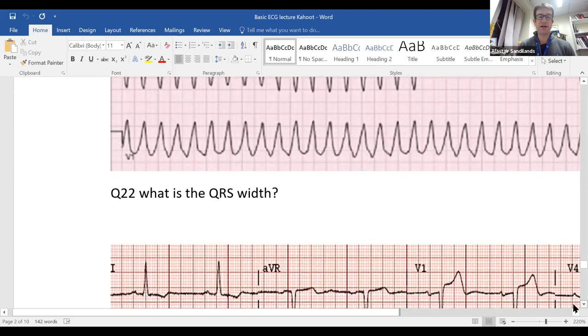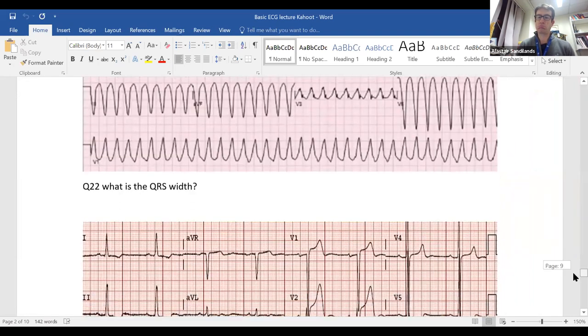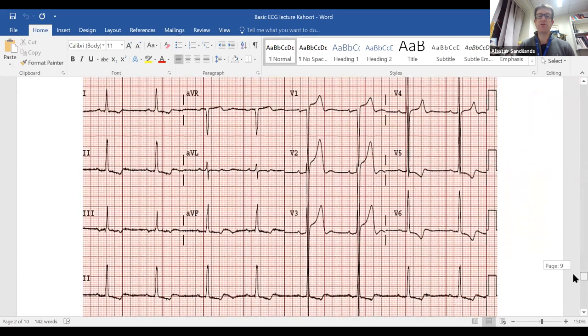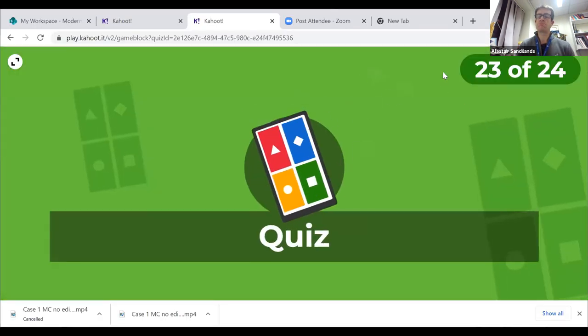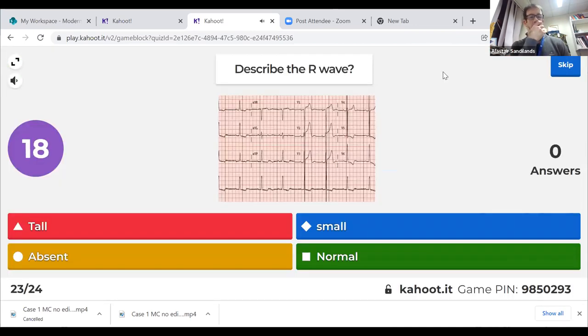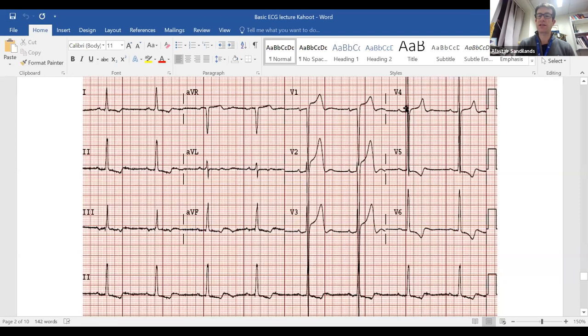Last two about the R wave. Describe the R wave. Generally, describe the R wave. Yep, tall. The R wave there is very tall. It's going into the next ECG segment. It's very tall, suggestive of left ventricular hypertrophy.